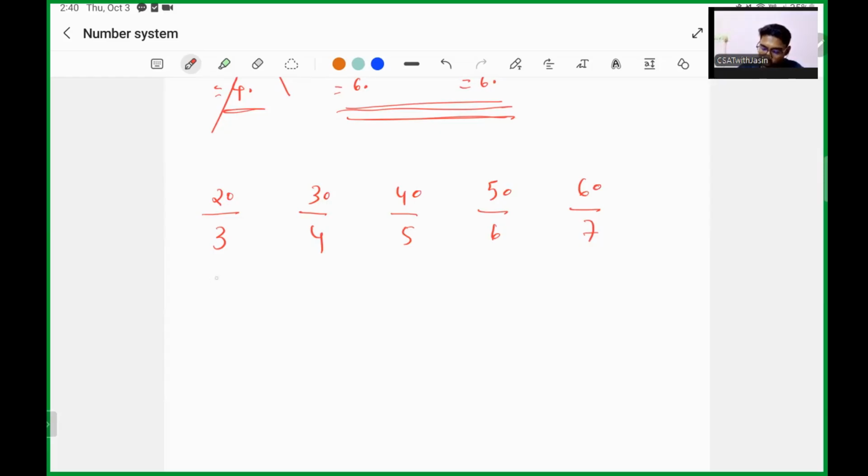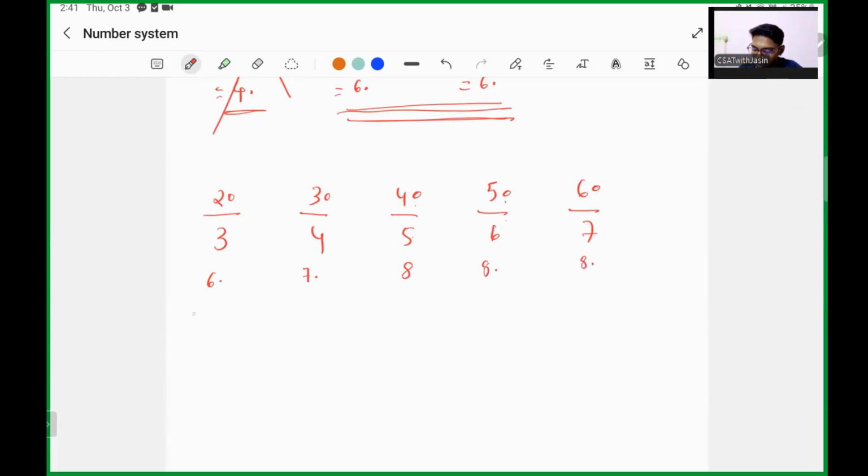So 20 by 3, you know it is 6 point something. 30 by 4, it will be 7 point something because 4 into 7 is 28. 40 by 5, it is exactly 8, right? 50 by 6 is 8 point something. And 60 by 7, 7 into 8 is 56, so it is also 8 point something.